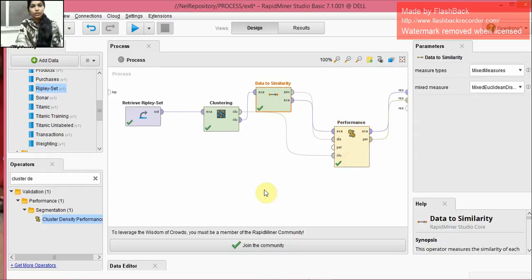So what we did here was to find the optimal number of clusters for the k-means algorithm. For the given set, we use the Ripley set over here. We first use the clustering operator in order to cluster the data sets, and the k value used was 2. So we got two clusters, cluster 0 and cluster 1. Here we have data to similarity, which is used to measure the similarity of the data, and here we have the performance operator, which is used to detect the performance level of the model. So this was our 9th experiment.